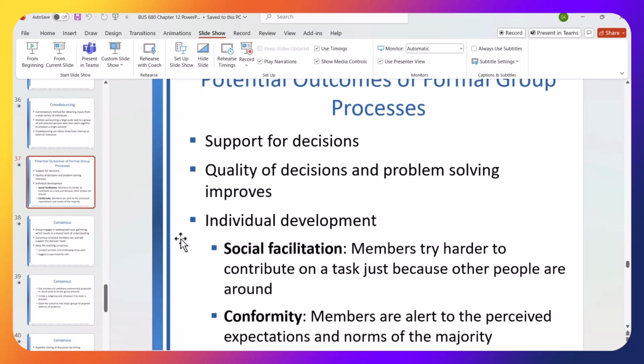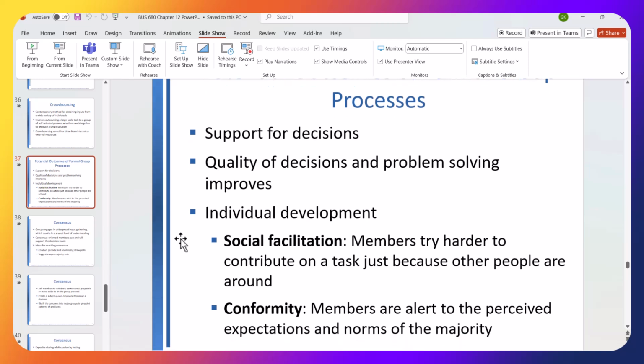So the potential outcomes for outsourced process: support for decisions, quality of decisions and problem solving improves. Individual development, social facilitation: members try harder to contribute on a task just because other people are around. Conformity: members are led by the perceived expectations and norms of the majority. So having people come together, support for decisions, somebody can play off your decision, help improve it. People try hard because they see other people trying hard.